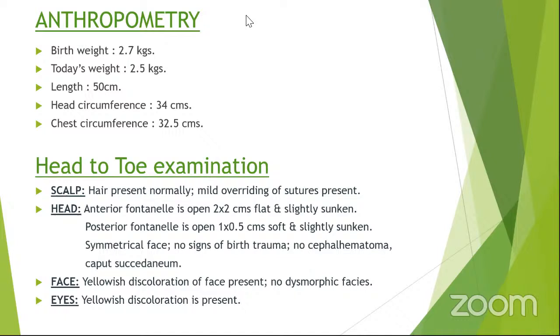Face, there's yellowish discoloration of face present, no dysmorphic facies. Eyes, there's yellowish discoloration present. Okay, wait. Ma'am, you want to add anything? We'll do, because head to toe examination is the most important part of examination in a newborn. The RS, CVS, you may not have much findings. The head to toe examination is very important.